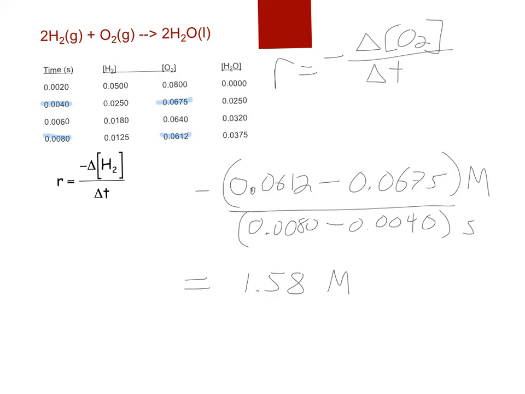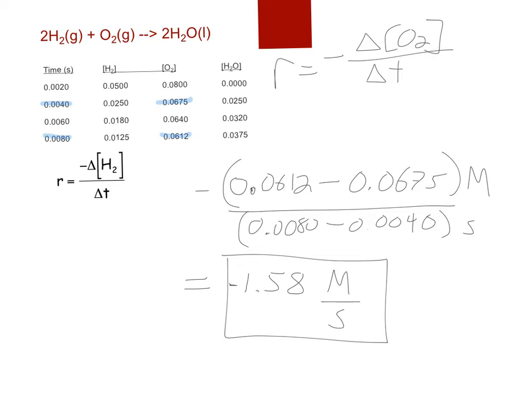Could just say molarity per second, moles per liter per second. That is the rate of disappearance of oxygen. So if you ever see a negative sign with the rate, just know that that just means it's going down. That's totally possible for that to happen that way.